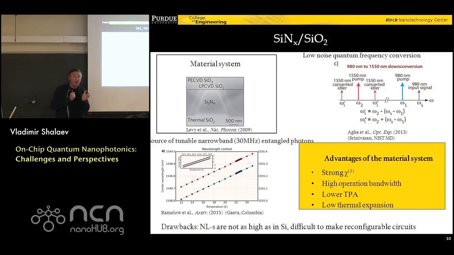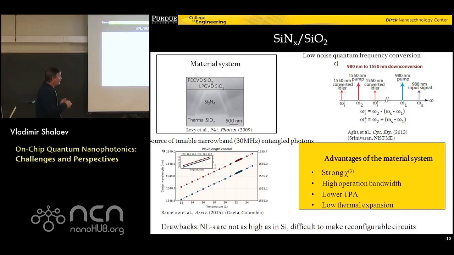Like a room temperature source of single photons with high efficiency, which would generate indistinguishable photons. It's still not accomplished yet, I should say. So my group is working hard on doing this, as are other groups as well.